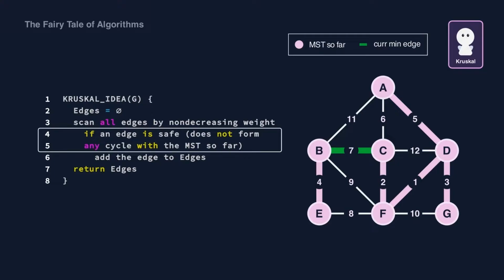Well, a straightforward way is to do a recursion. As long as there's a path that exists in the current MST entirely, that means adding the edge BC will create a cycle. Nice, we have a solution now. But isn't it a little bit slow? Try to think out of the box.